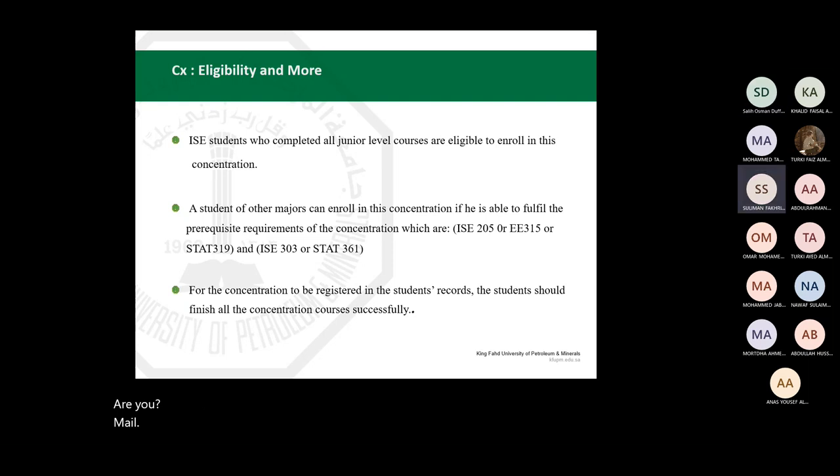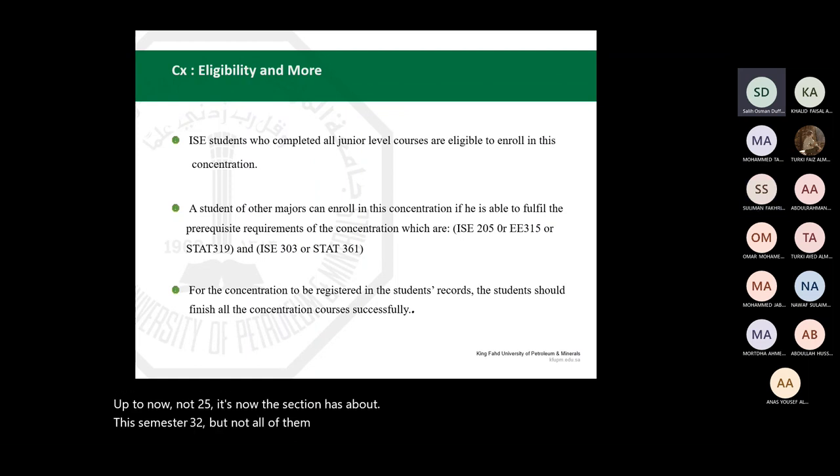How many sections is gonna be in the CX? One section? Only one section, and 25 students. Up to now, not 25. The section has about 32 this semester, but not all of them are in the concentration. Some of them take this course 447 as a free elective in the department. We usually start by about 35, and then they reduce to 32 or 33 or 31.